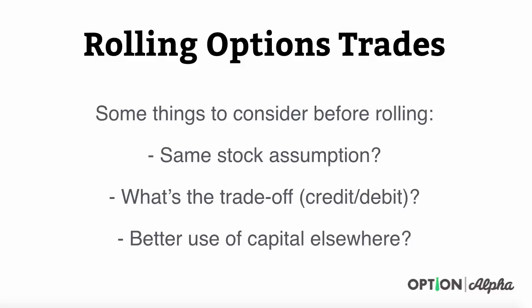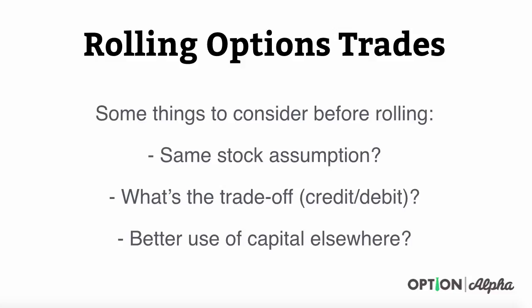And then the third thing that we always want to ask with rolling contracts is, is there a better use of our capital elsewhere? This really comes down to an overall understanding of your portfolio. And really, is this the best trading opportunity that there is? Because we've been in situations where we can roll for a credit and we've still got the same stock assumption. So 1 and 2 are fine.